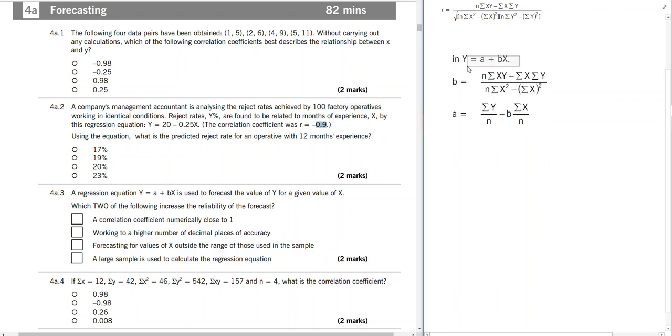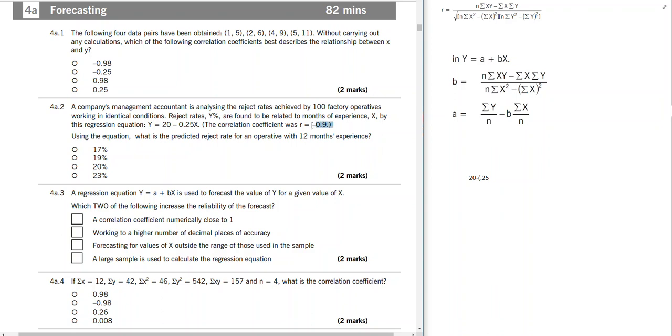So we are using this equation, and we need to find B and A. Both of these are given. So X is the months of experience. Remember, this is not used to calculate total cost; it can be used to find anything. In this case, we have 20, which is the rejection rate when a person newly joins. As experience increases, the rejection rate decreases. That's why we have a minus sign. So there's a negative relation.